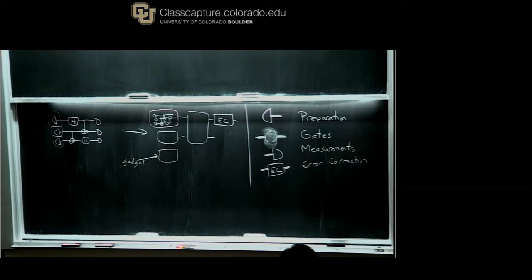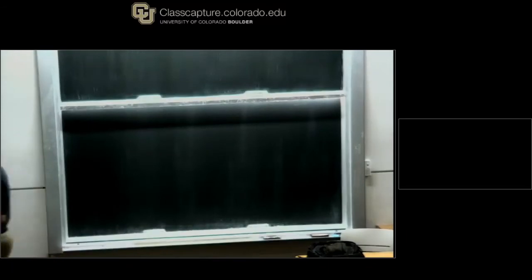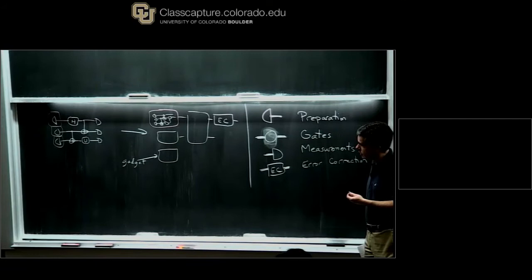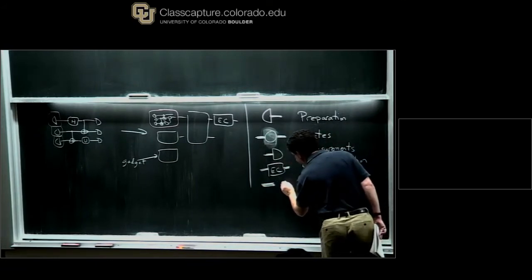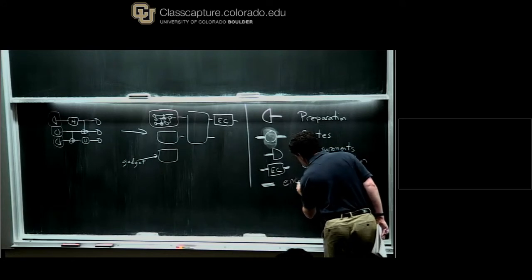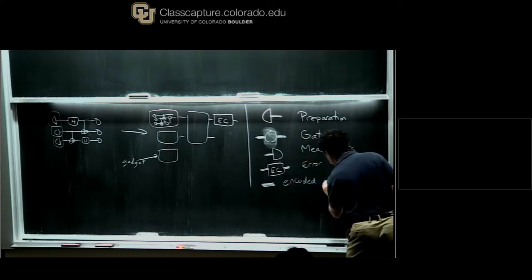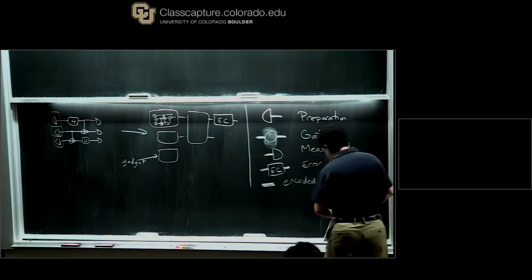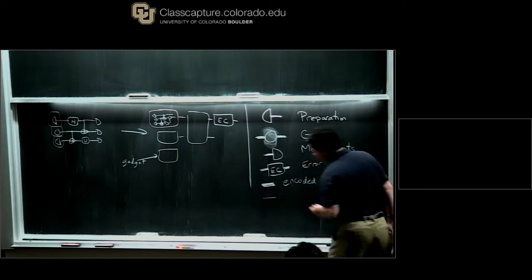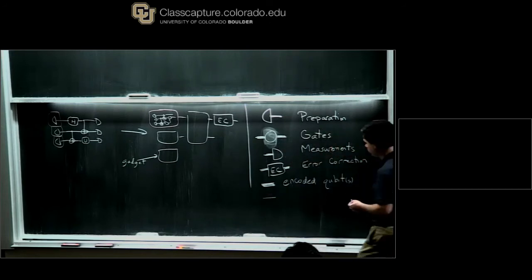The other thing I'm going to do is distinguish in these definitions between encoded qubits, which are actually blocks of an error correcting code, and those I'll draw with thick white lines, and unencoded qubits, which are going to be thin purple lines.